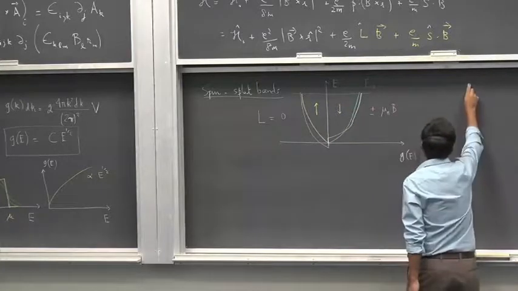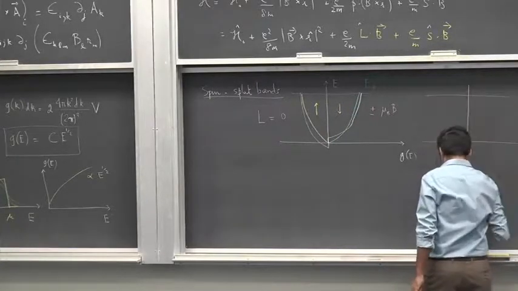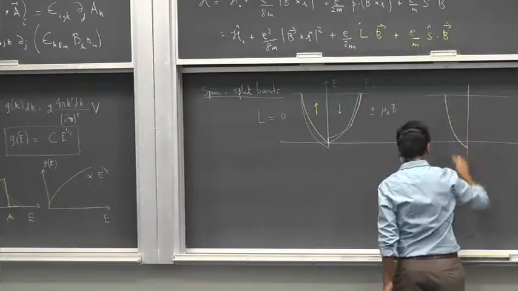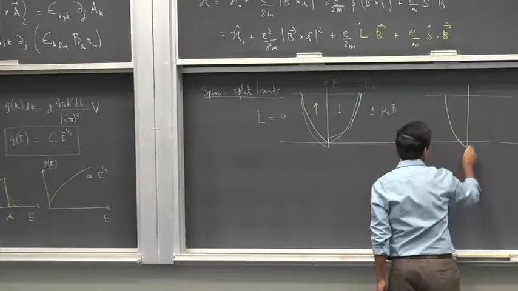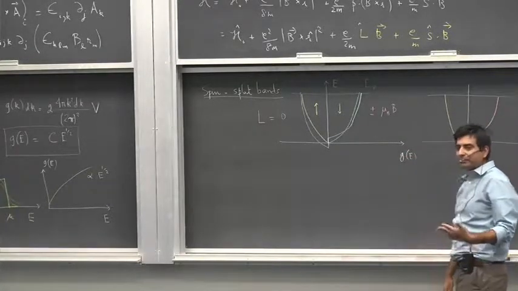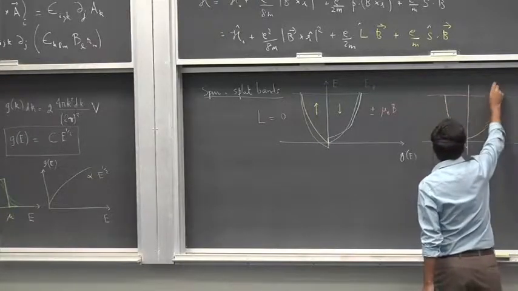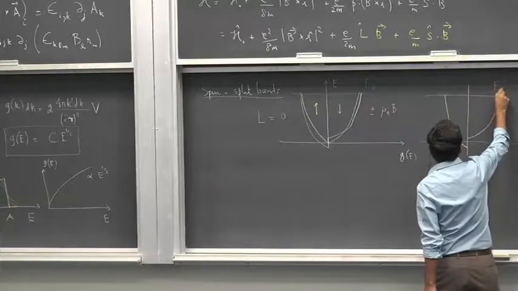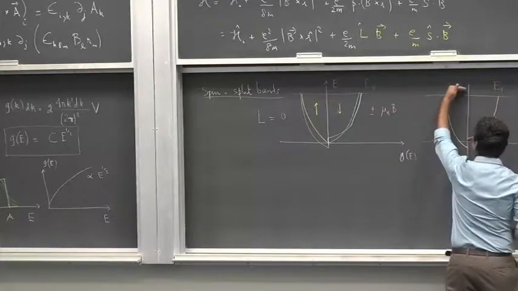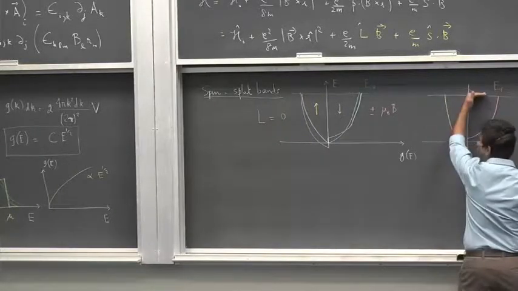So now I redraw this diagram. One band shifts downwards, the other band shifts upwards. And if a state of equilibrium is reached, then both of these bands are completely filled up to EF. Because otherwise, if this band is slightly higher, electrons will spill over from the higher energy to the lower energy state because these bands are available.